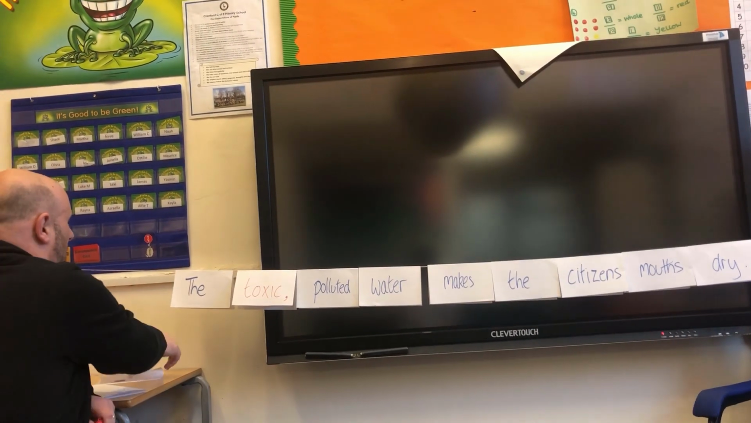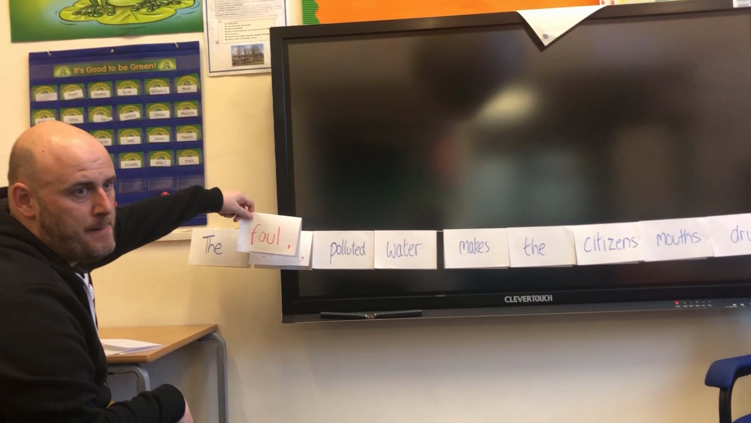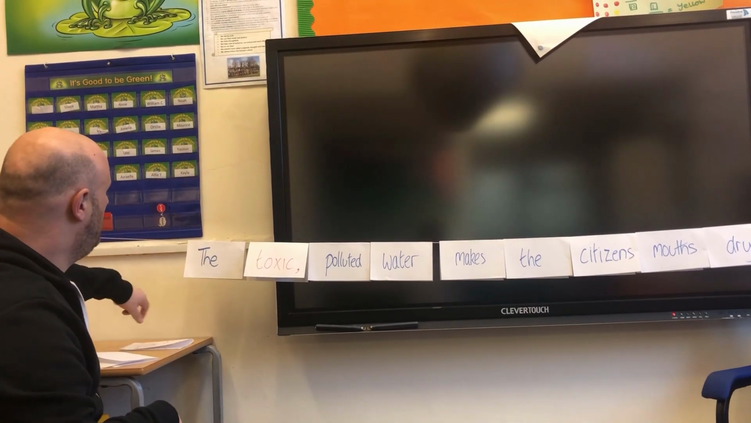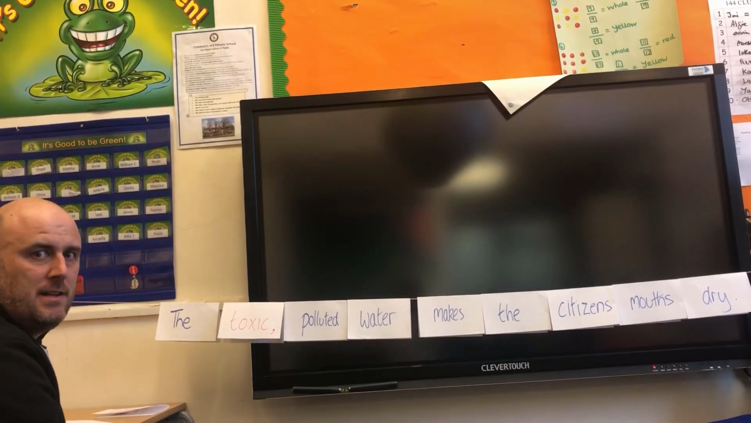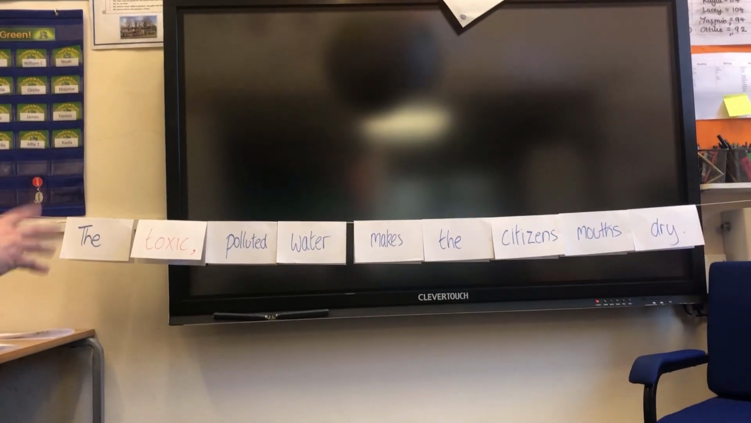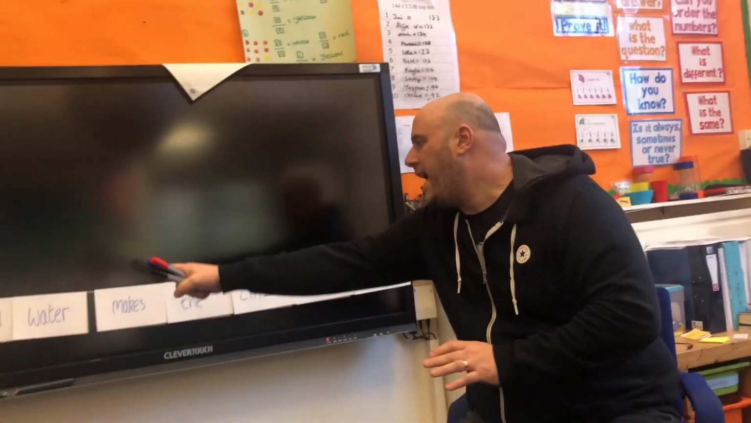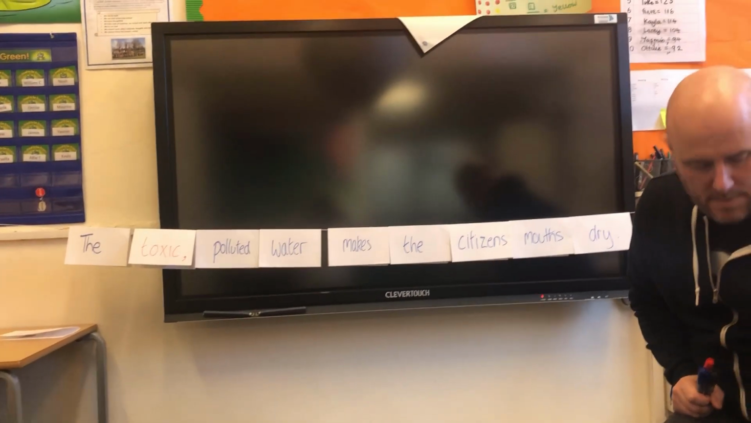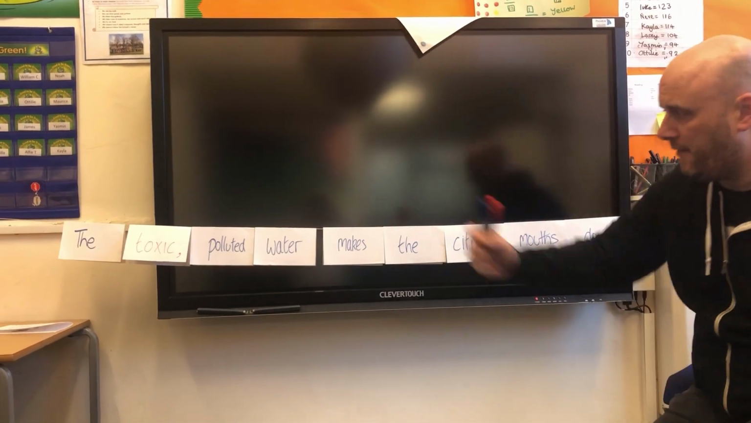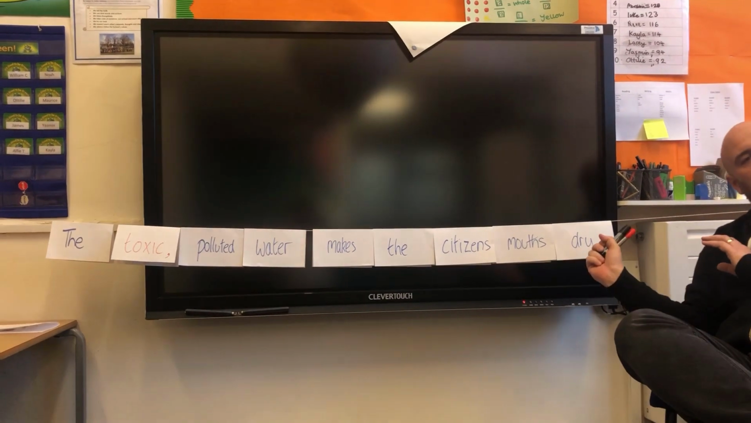So just by adding one word, could be foul, could be toxic. What other words could we use there? Disgusting, insipid, dirty, filthy. But polluted to me means what it looks like, so you want to use a different sense. Okay, so we turned the noun phrase into an expanded noun phrase by adding in another adjective at the top there.